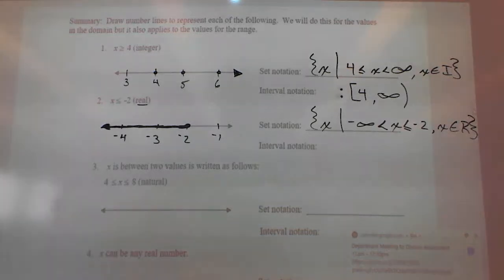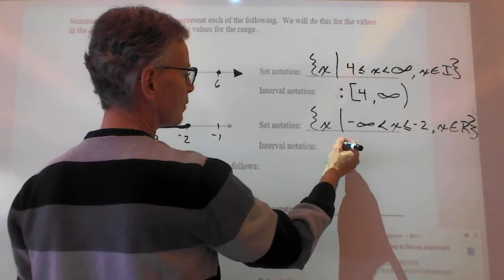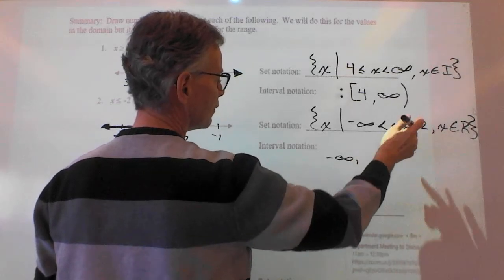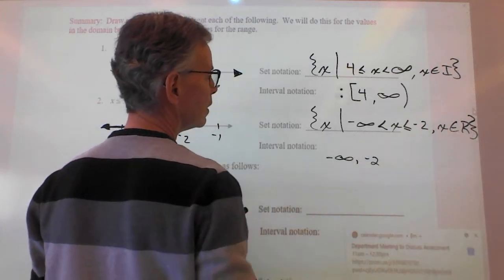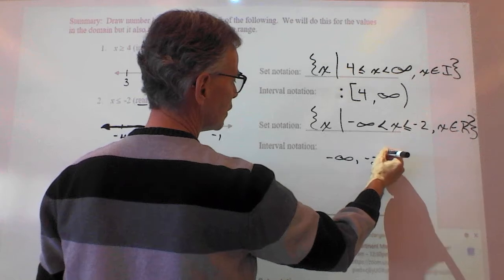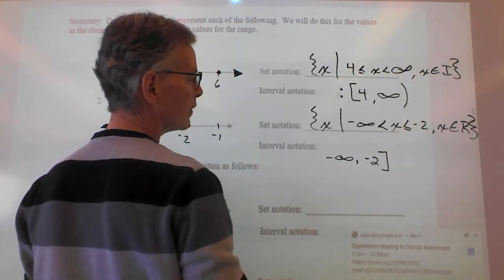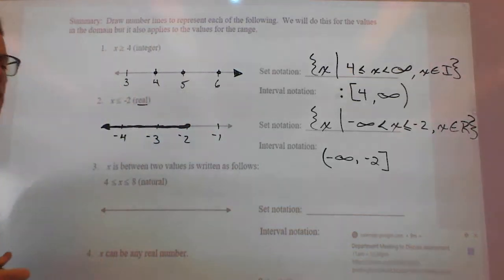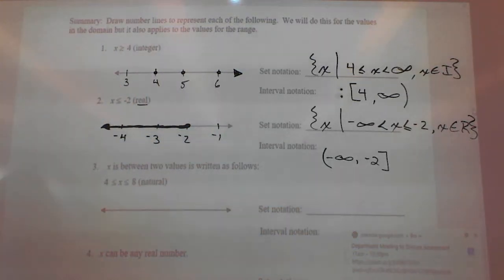Okay, for our interval notation, our smallest value is -infinity, our biggest value is -2. Since the -2 is included, we use square brackets at that end. Since infinity is never included, we use round brackets at that end. Okay?